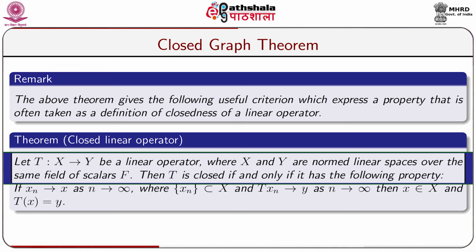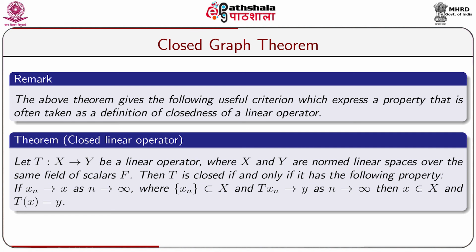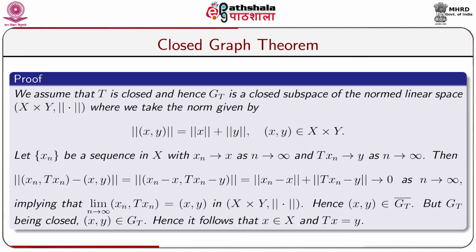Let T: X to Y be a linear operator where capital X and capital Y are normed linear spaces over the same field of scalars capital F. Then T is closed if and only if it has the following property, that is, if x_n goes to x as n tends to infinity, where sequence x_n belongs to capital X and Tx_n goes to y as n tends to infinity, then x belongs to capital X and Tx is equal to y. Now, we are going to prove this theorem.